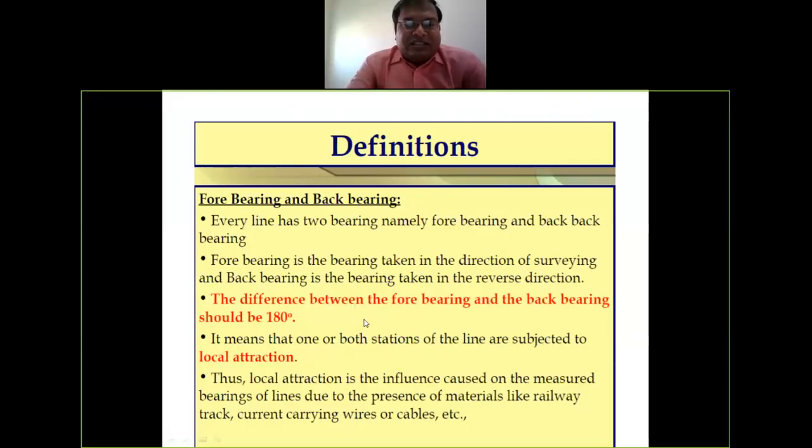A very important thing is that the difference between the forebearing and back bearing should be 180 degrees. That is very important, you have to remember. When you take the forebearing and back bearing for any particular line and check the difference, if that difference is somewhat like 181 or 182 or 175, then you have to automatically judge that there is some problem in my reading.